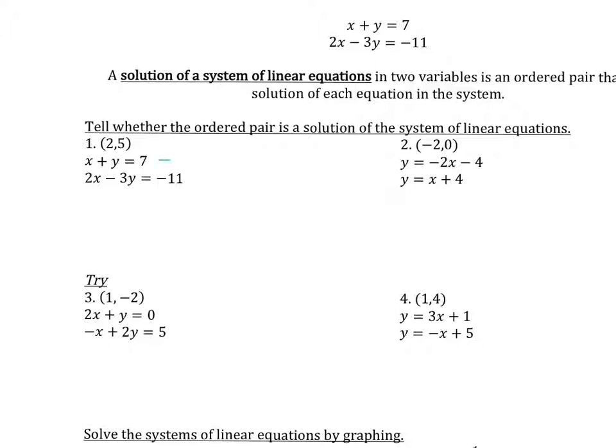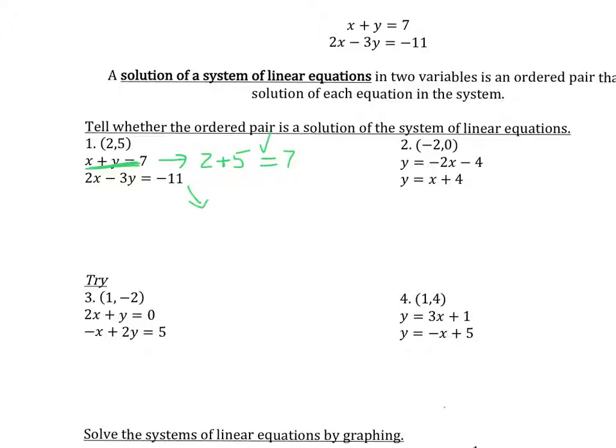Let's go ahead and take this equation and plug the x and y values in. The x from the ordered pair that they gave me is 2, so I'm going to substitute 2 in for x plus the y value, which is 5, equals 7. I plugged 2 in for x and 5 in for y, and it is true. 2 plus 5 does equal 7, so that one's good.